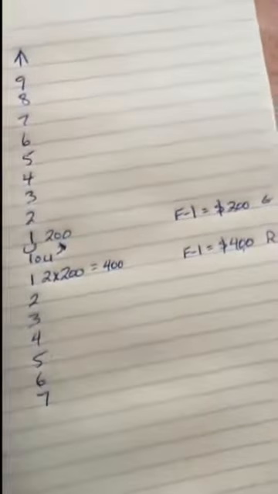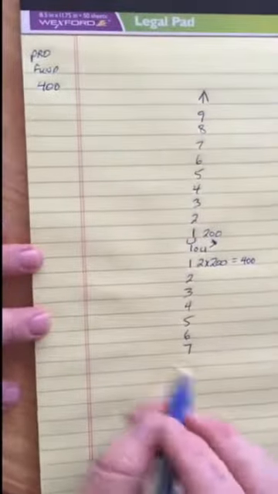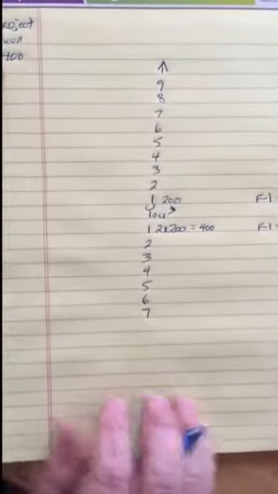So over here we're going to put project fund, okay? And we're going to put $400 in your project fund. We'll just put "project" instead. Project fund. So we've got $400 in your project fund.